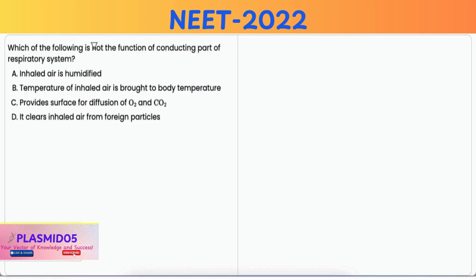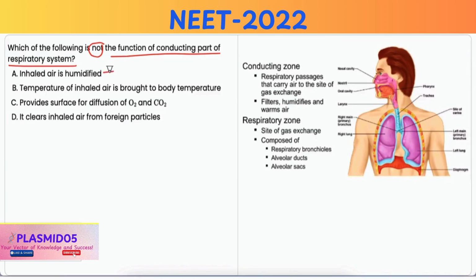In this question, you have to identify which is not the function of the conducting part of the respiratory system. Option A, inhaled air is humidified. Now, it is true. The conducting part of the respiratory system humidifies the air. Hence, it is an incorrect option. Option B, temperature of inhaled air is brought to body temperature. It is also true. The conducting part also helps to regulate the temperature of the inhaled air, warming or cooling it to the body temperature. Hence, it is an incorrect option. Option C provides surface for diffusion of oxygen and carbon dioxide.